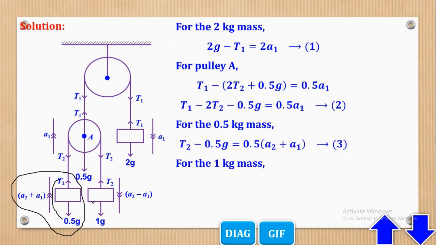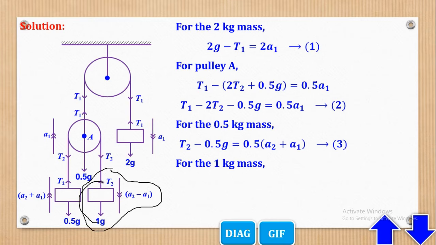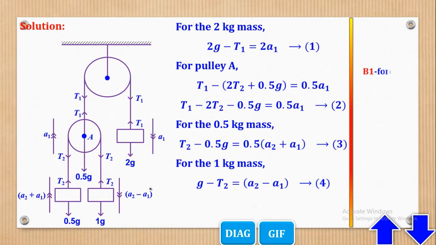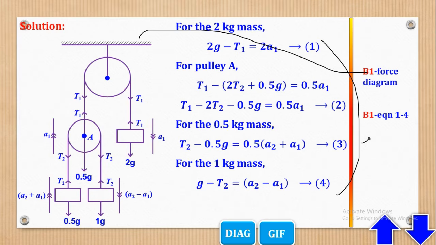What about for the 1 kilogram mass? For the 1 kilogram mass, we shall consider this. It is moving downwards, though, so the resultant force will be g minus T2. So I'll come and write F equals ma. Before we go to the next slide, let's see the marks for this slide. B1 for the correct force diagram and B1 for all these 4 equations.